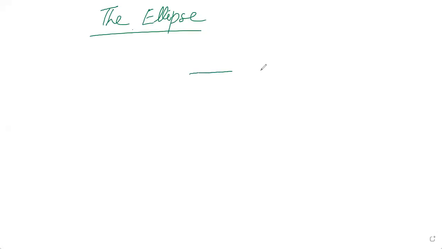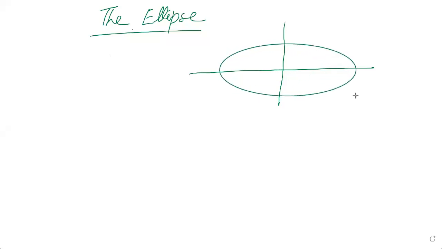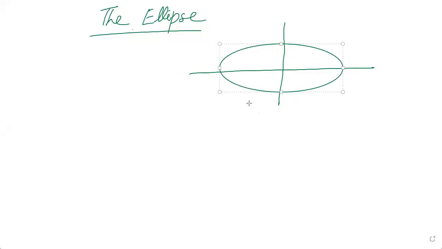So you know that if I am taking a standard ellipse whose center is at origin, suppose this is your ellipse, okay, and it has two directrix. It will be having two directrix, like this.